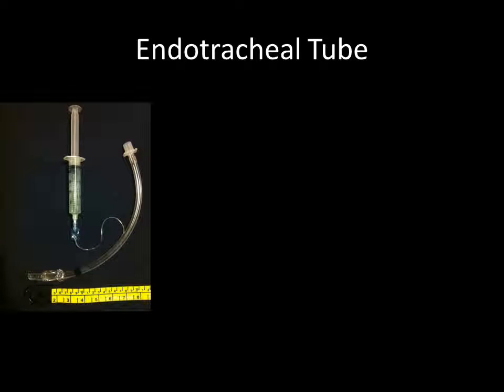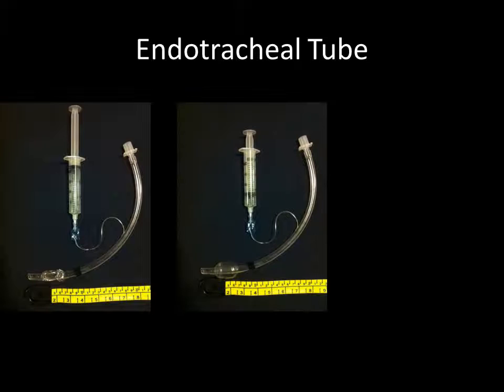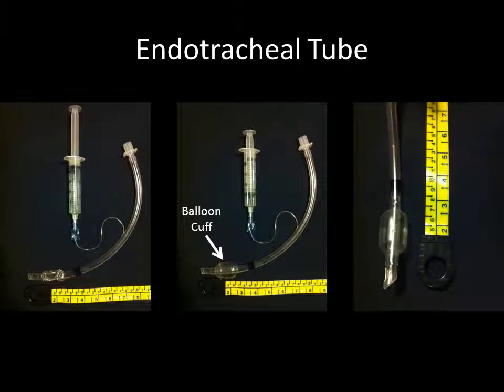This is a picture of an endotracheal tube. You can see it's a curved tube. It's inserted through the oral cavity and into the airway. It's visualized to go through the vocal cords. After placed, the balloon cuff is inflated, as is seen in the second picture. This balloon cuff holds the ET tube in the proper position once it's been placed.